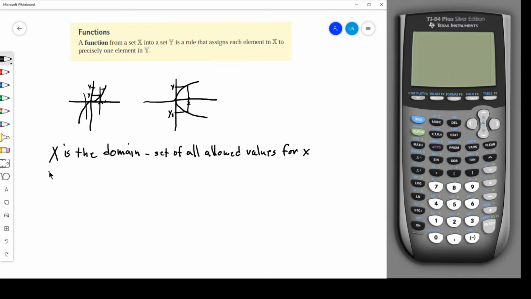The range, that's the capital Y set there, is the range. So the range is the set of all values that you get from inputting the domain into the function. So it's the set of all values you get from inputting.